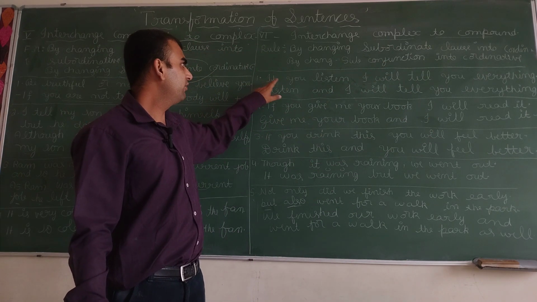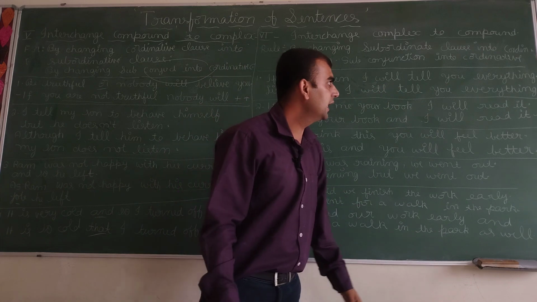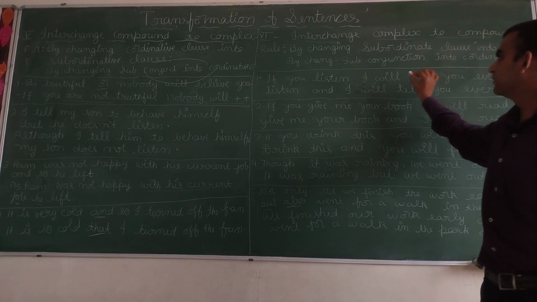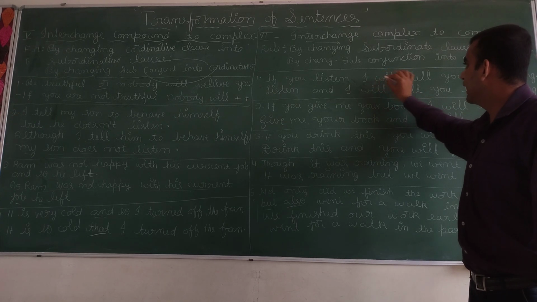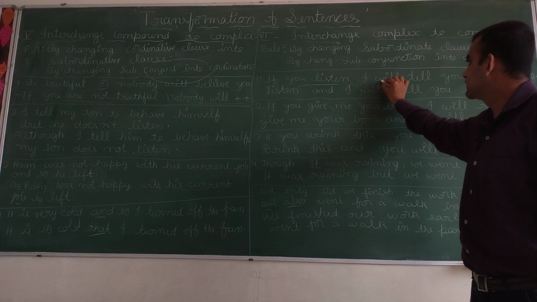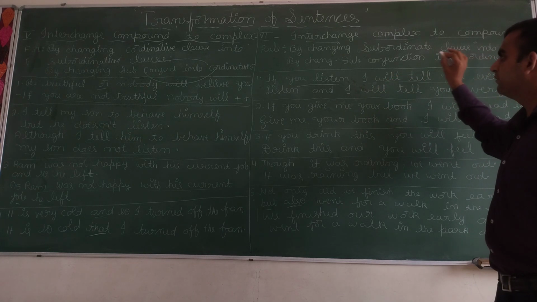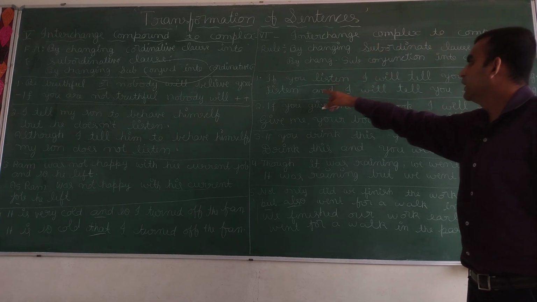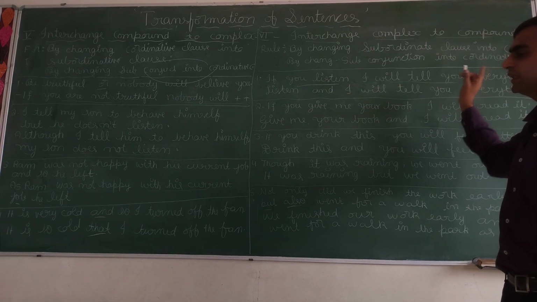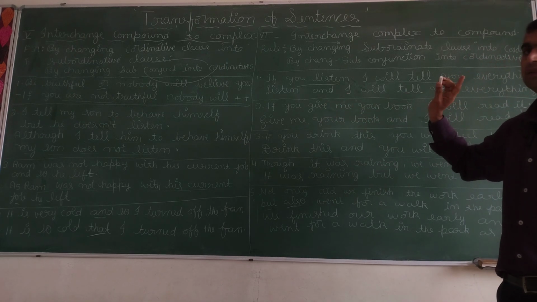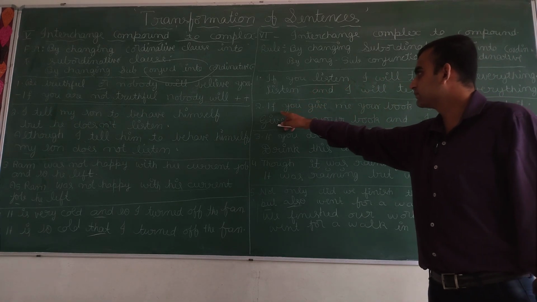Example: If you listen, I will tell you everything. "If you listen" is a clause that depends on "I will tell you everything." How to interchange this sentence into a compound sentence? "Listen and I will tell you everything." "Listen" is finished, and then "I will tell you everything." Is it clear?